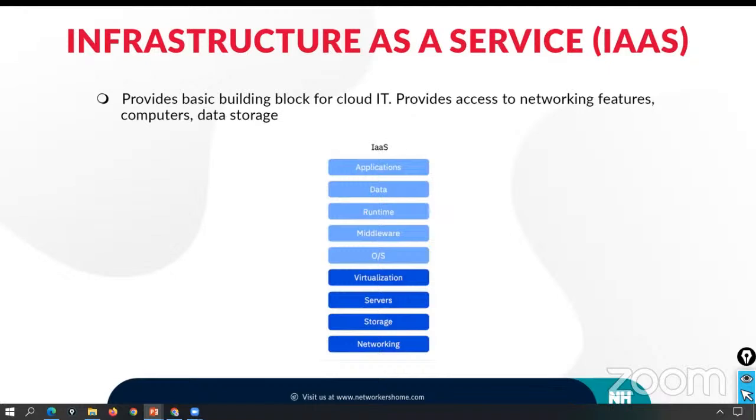For example, from AWS, EC2 and VPC. EC2 is the computing service and VPC is the networking service. With VPC, you get networking features and security features. With EC2, you get computing features and storage features, and other options like taking backup and restoring your data. So what is infrastructure? It is the basic building block for your IT.